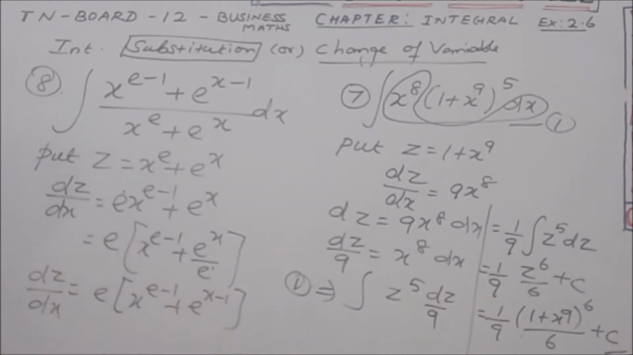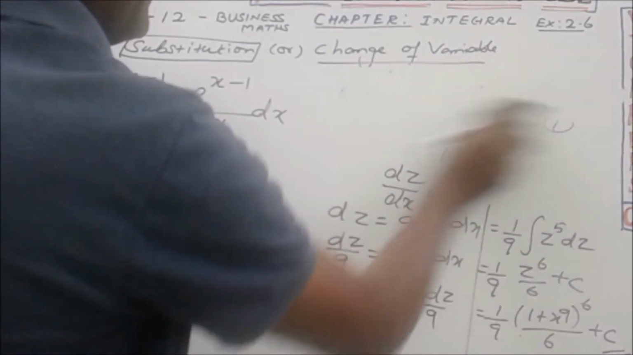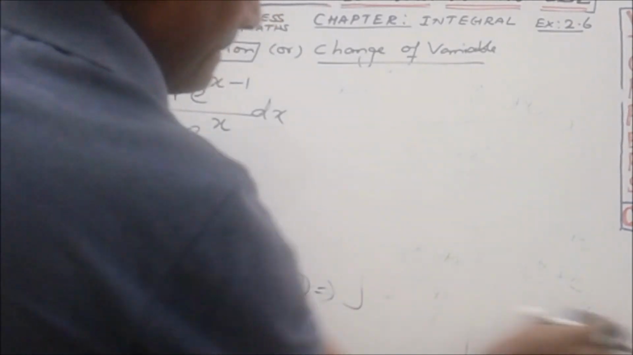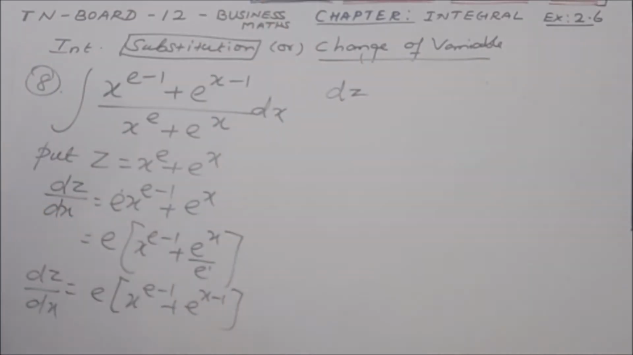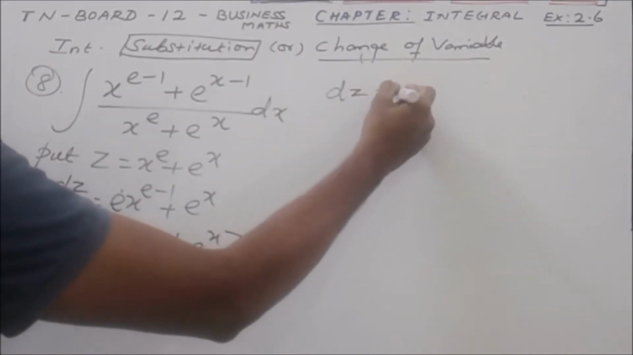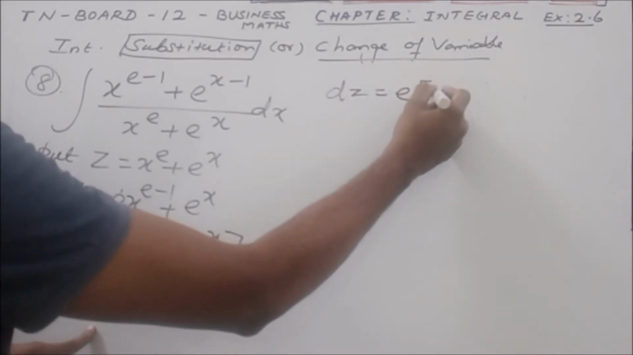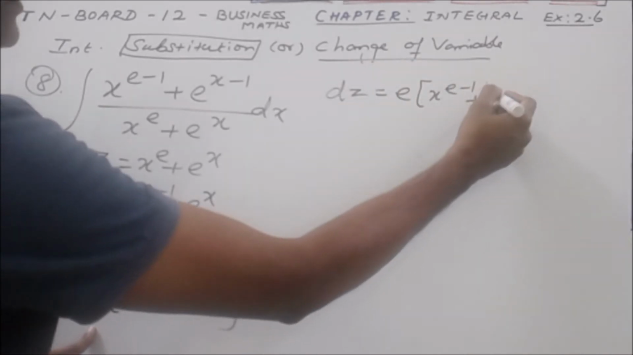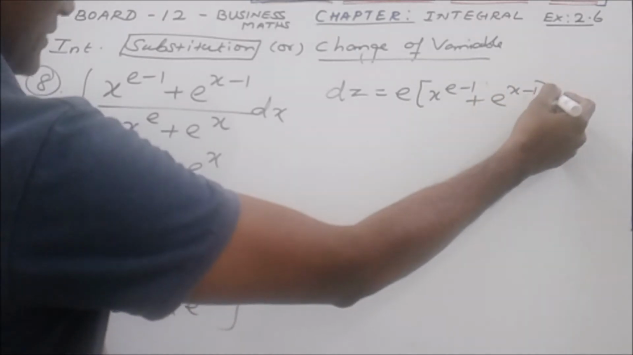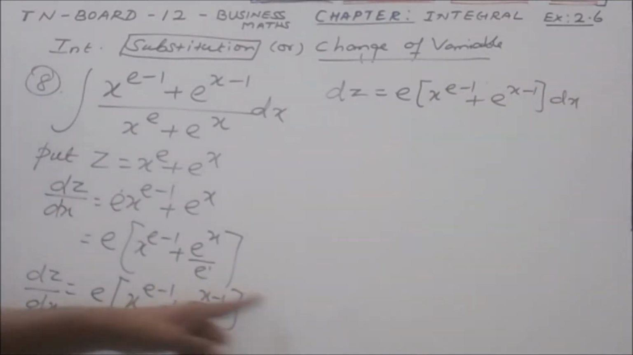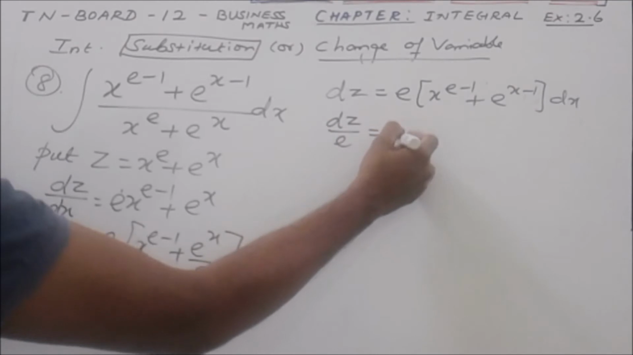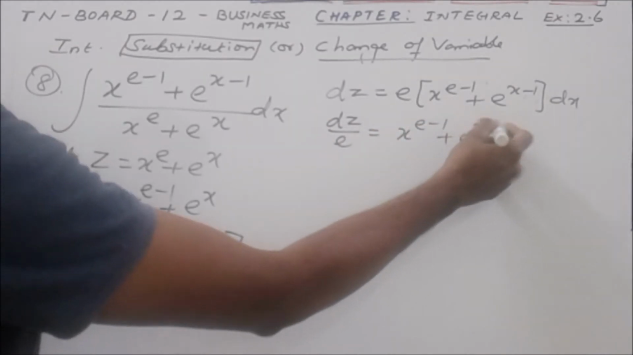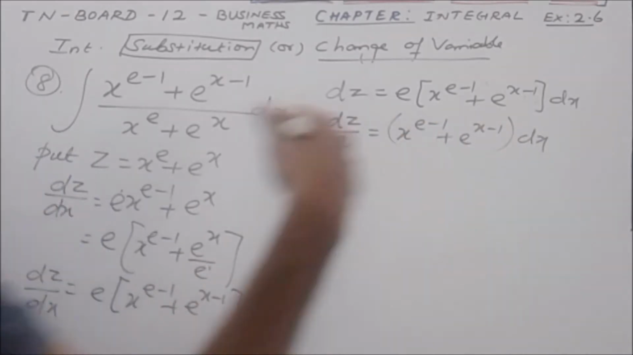Now cross multiply it, we have dz equal to e into x power e minus 1 plus e power x minus 1 into dx. This dx is cross multiplied. Now dz by e equal to x power e minus 1 plus e power x minus 1 into dx.